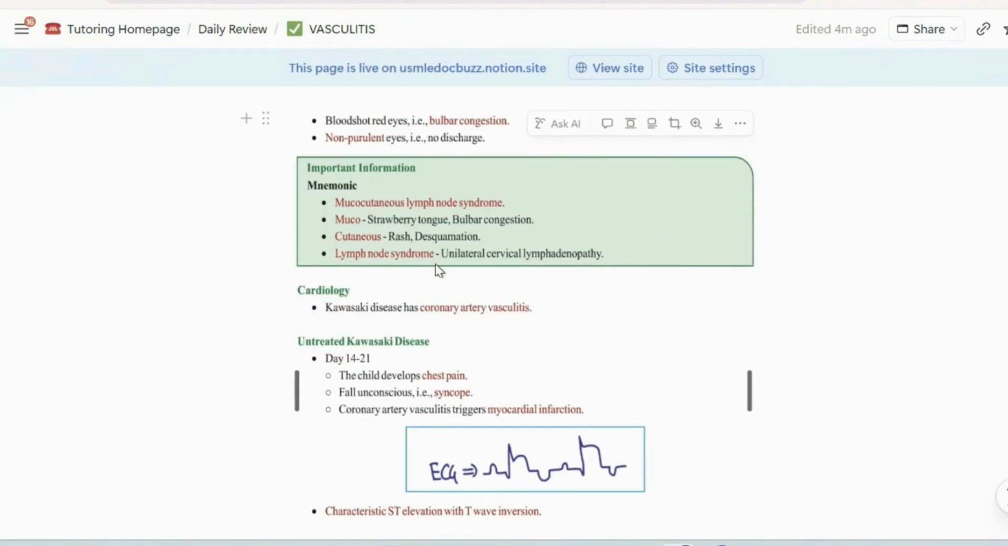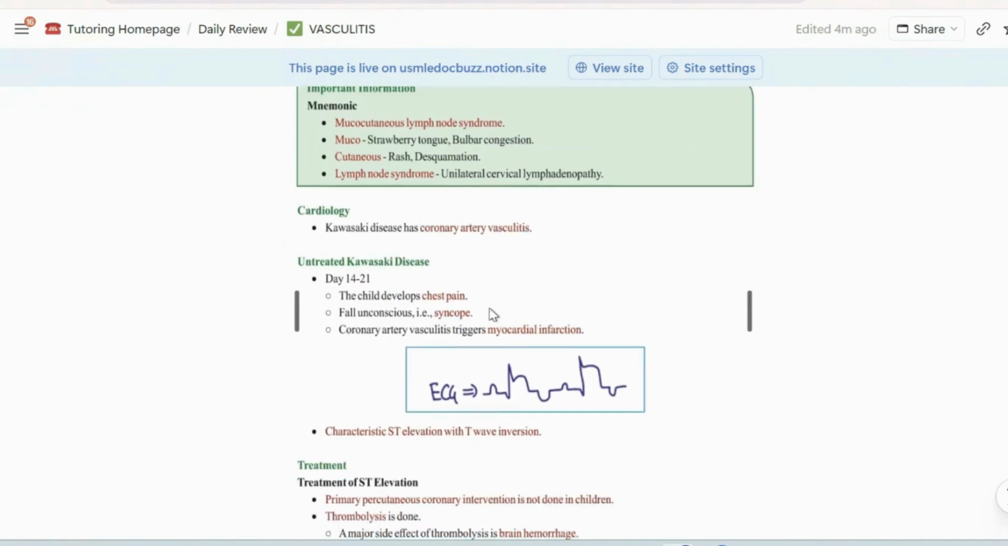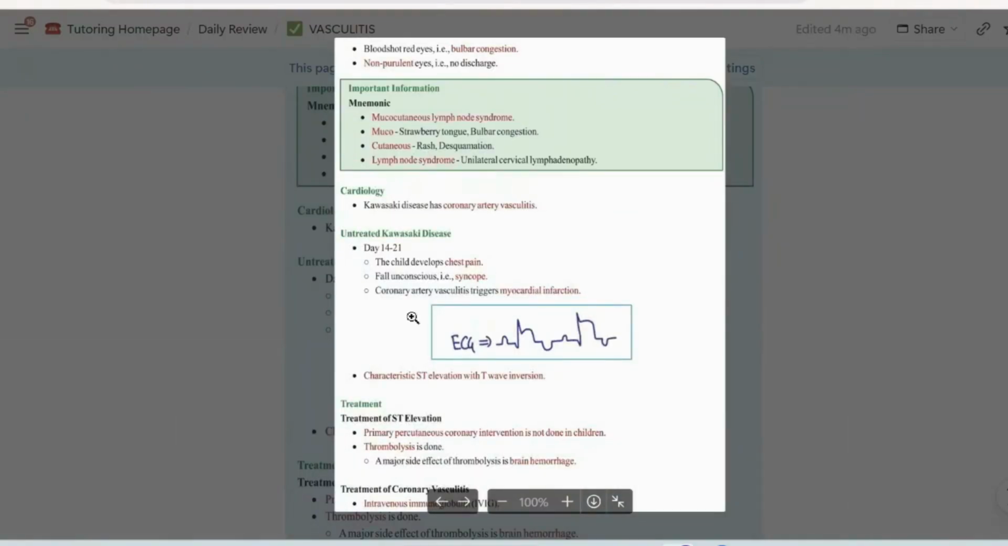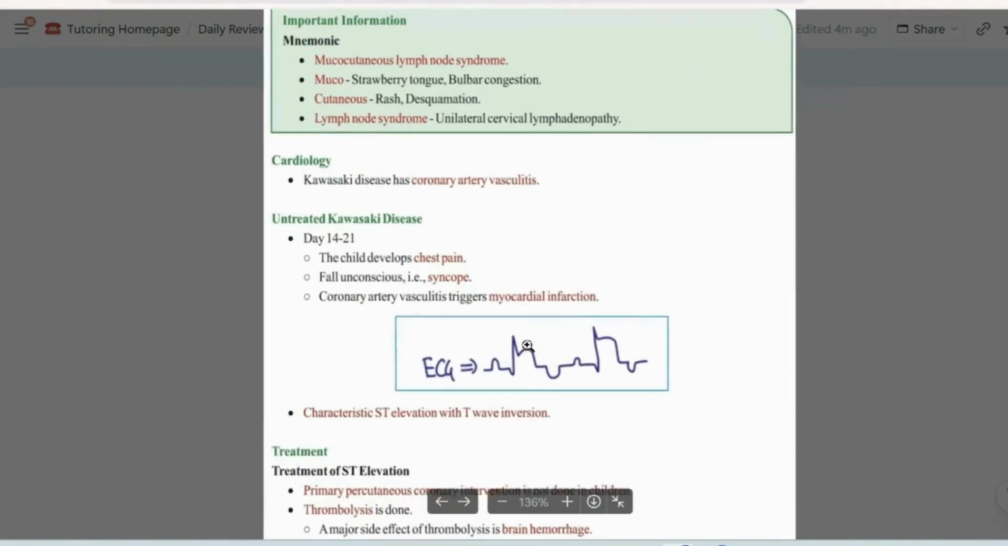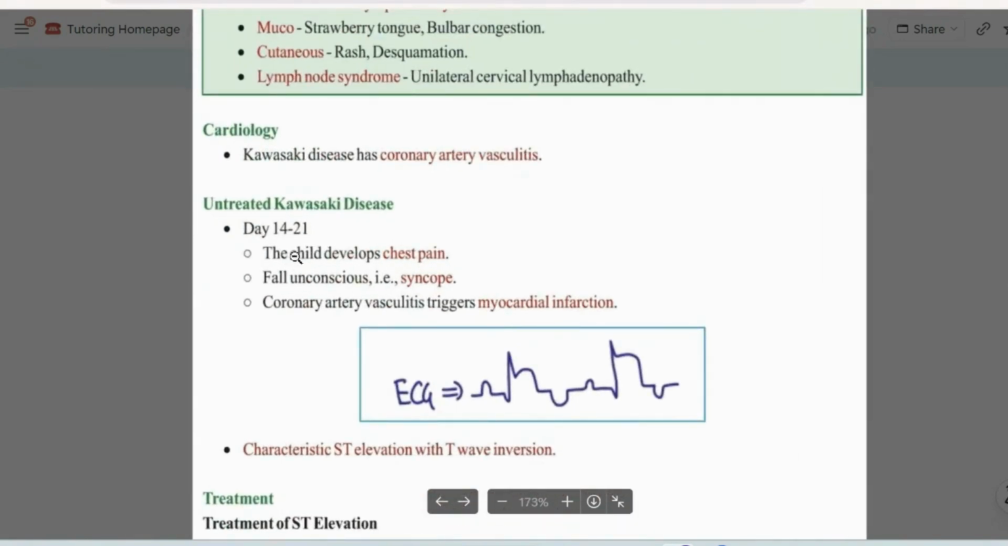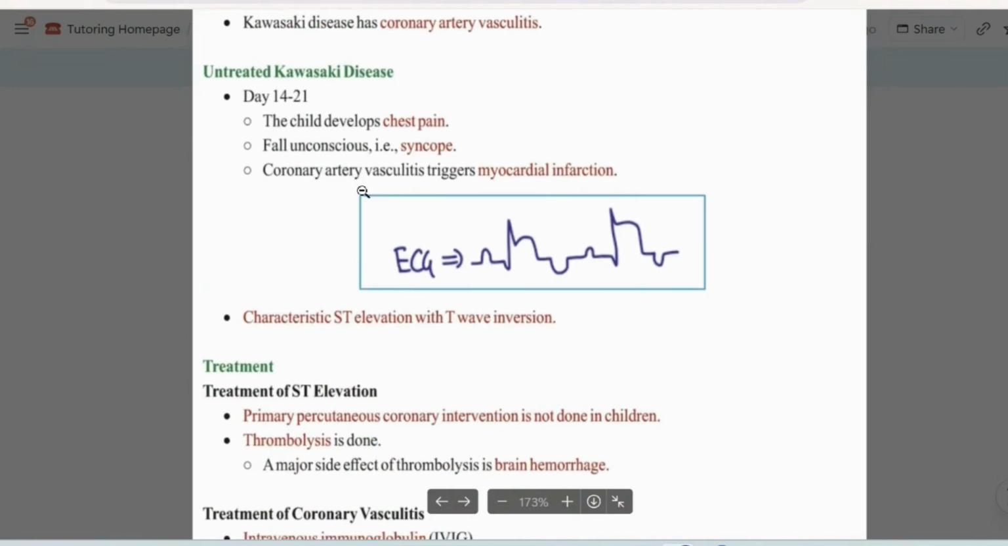Let's see if there's anything else. Nothing. Now, you may see that the child with untreated Kawasaki disease, now at the second or third week of the disease, is showing up with chest pain. Okay, showing up with syncope, right? You put an ECG monitor, you're seeing ST elevations on a child and T wave inversions on a child. Okay, it's not supposed to happen, right? The diagnosis should have been made earlier and should have been caught earlier. Okay, so coronary artery vasculitis leading to MI, right?